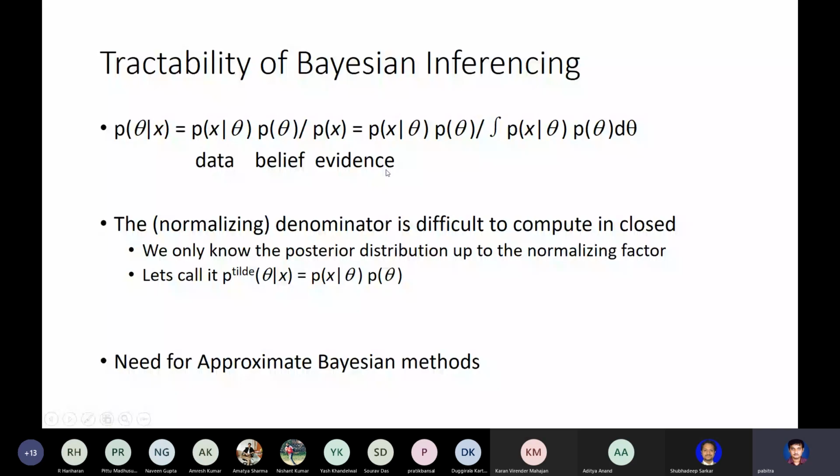So let us denote the numerator by p tilde(theta given x). It's not exactly a distribution, not exactly the posterior distribution. It is an approximation of the posterior distribution up to the normalizing function. And these two we know. So p tilde we basically know because we know the likelihood as well as the prior. So we'll use the terminology that this is the posterior distribution p tilde up to the normalization factor. Okay, we are ignoring the normalization factor.